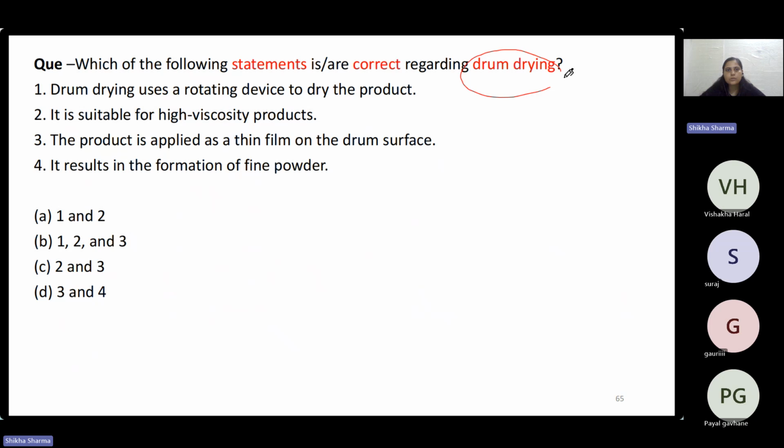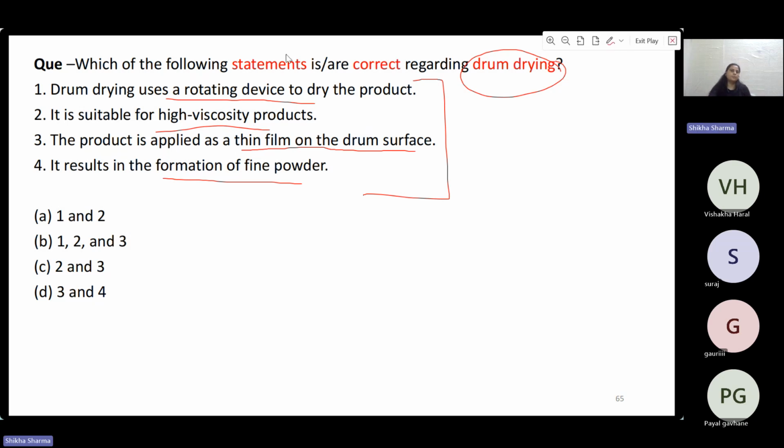Next is drum drying. So which statement is correct regarding drum drying? Drum drying is taking a rotating device to dry the product. It is suitable for high viscosity product. It results in the formation of fine powder, or the product is applied as a thin film on the drum surface. Please let me know. So let's see. Vishakha is saying D, 3 and 4. Anyone else about drum drying?